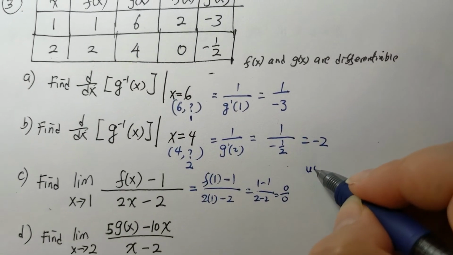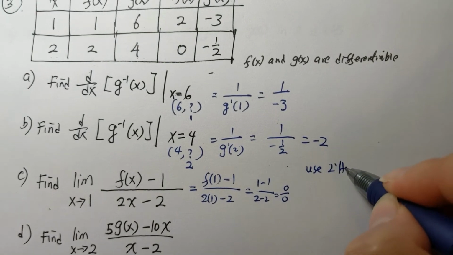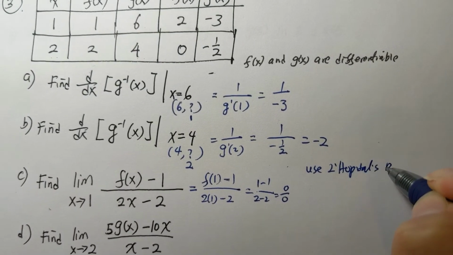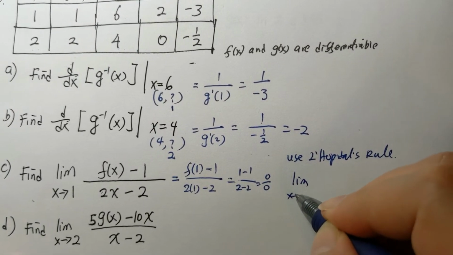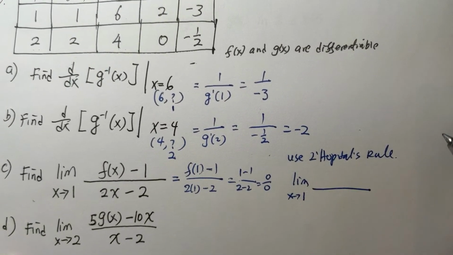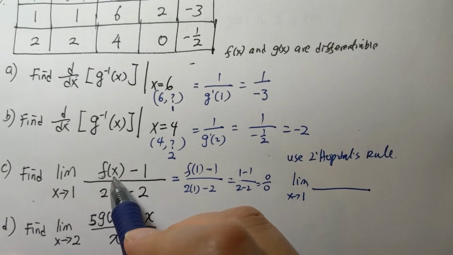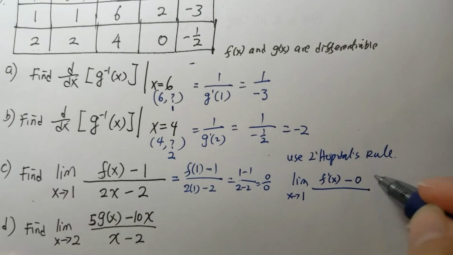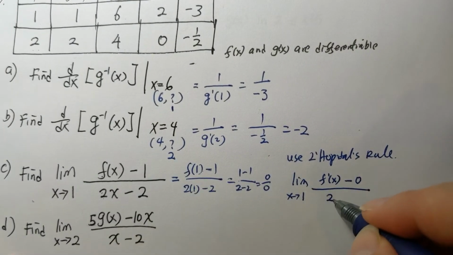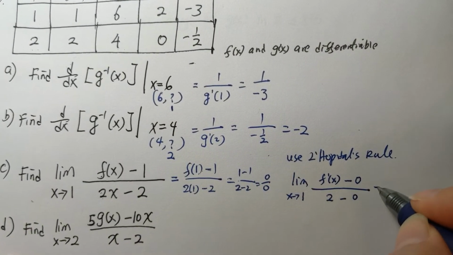So that means you have to use L'Hopital's rule. So how do we do L'Hopital's rule? So we have to find the derivative of the numerator and find the derivative of the denominator. The derivative of f of x is f prime of x minus the derivative of 1 is 0. The derivative of 2x is 2. The derivative of 2 is 0. Now we simplify.